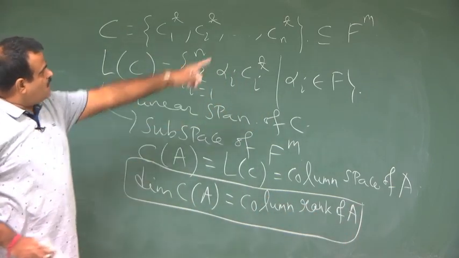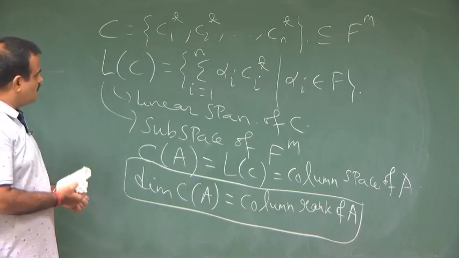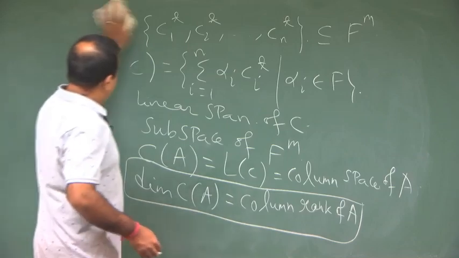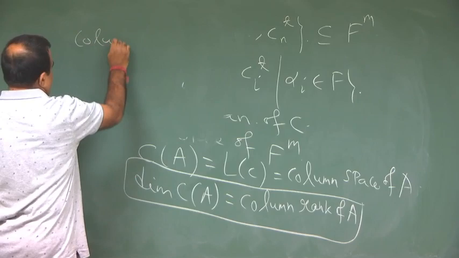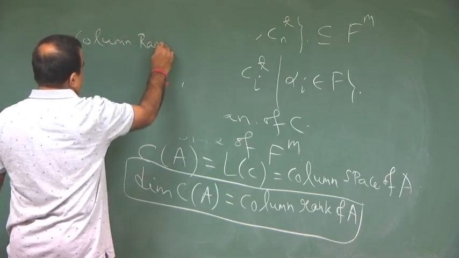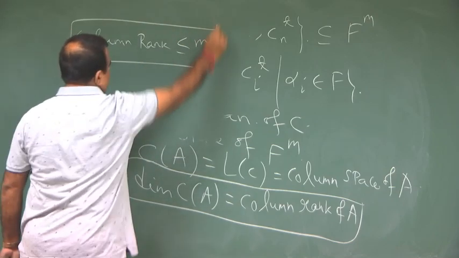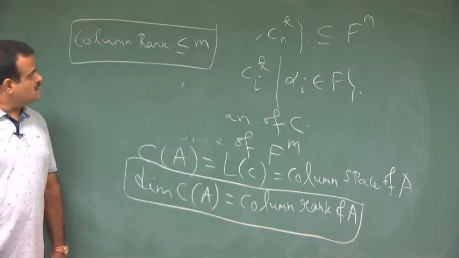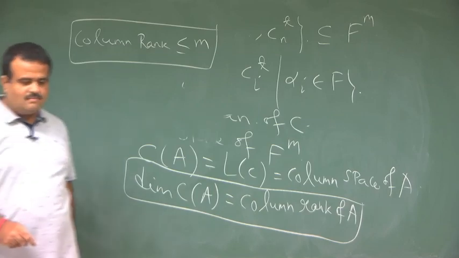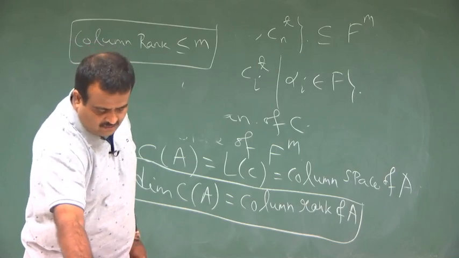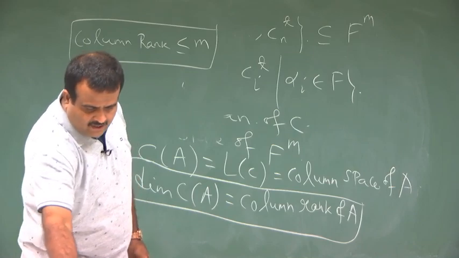Now, this is a subspace of F to the power m, an m-tuple over the field. So, definitely the column rank will be less than or equal to m. Okay. So, this is one observation. Similarly, how can we find the column rank? In a similar way, we can just take the column vectors. We will take that example.